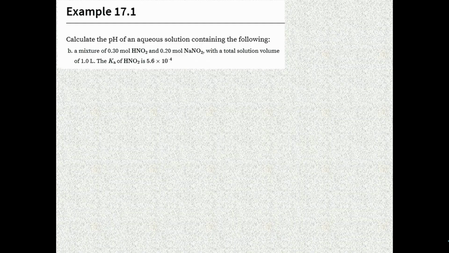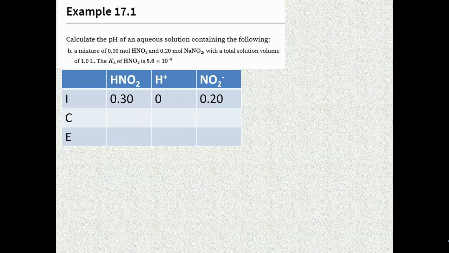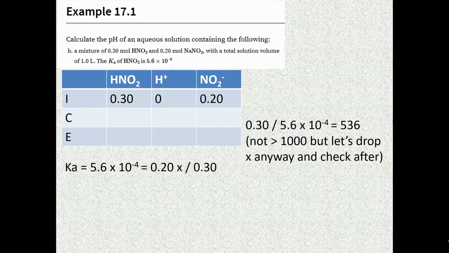Ka is still 5.6 times 10 to the minus 4. So I'm still going to drop the X because it worked out the last time. But now my icebox looks like this. I have product in there. It's still going to go forward because I still have to dissociate that acid and give me H+. But now my Ka of 5.6 times 10 to the minus 4 is equal to 0.2x divided by 0.3. I put in that value instead of a second x.